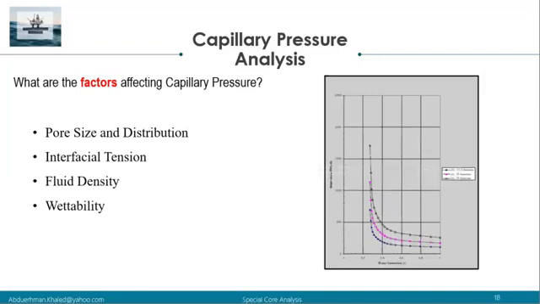Then we have the interfacial tension. For a given contact angle and pore radius, the value of PC will increase if the interfacial tension increases, so they are proportional. Maybe the photo here is not really clear, but this one has the highest interfacial tension and this one has the lowest interfacial tension.